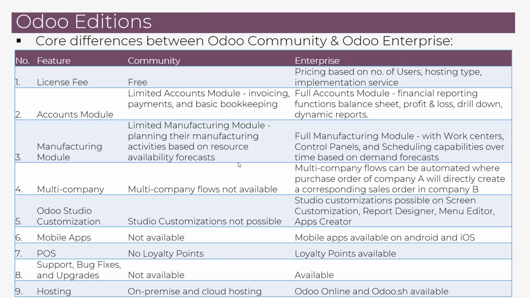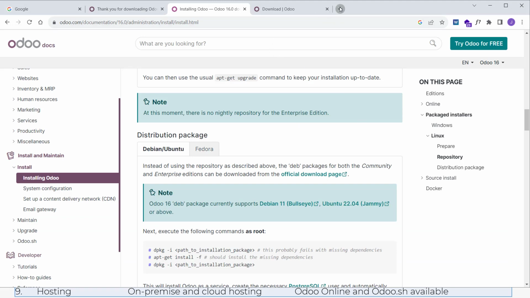So about the Odoo editions, we mentioned there are two editions. There's the Odoo Community and the Odoo Enterprise. So what are the differences between these two? For example, the license fee in Community is free. So there is no license fee on Community. But on Enterprise, you require to pay a license fee, which you can find out the price per user from odoo.com/pricing.